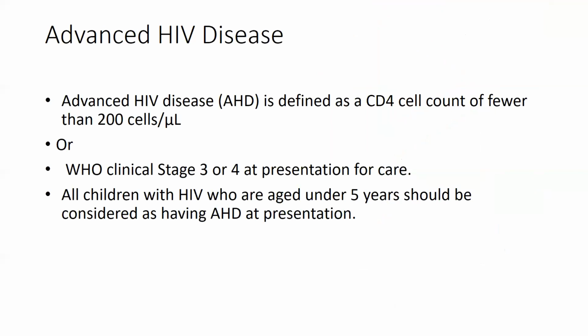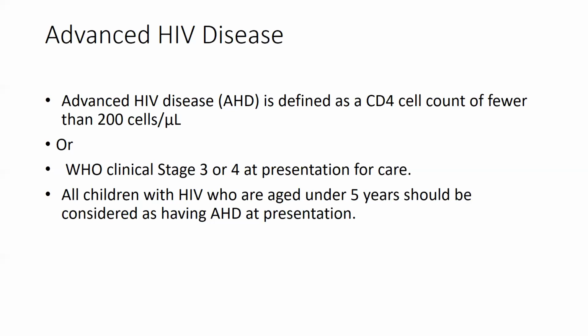If anyone presents with a WHO stage 3 or 4 condition, and among the stage 3 conditions, pulmonary TB is actually a stage 3 condition. We haven't made the diagnosis yet, but we know that the WHO stage 4s are the big guys, the opportunistic infections: cryptococcal meningitis, esophageal candidiasis, PJP. So any of those put your patient in clinical stage 4. And then all children who are HIV positive and 5 years and under have advanced HIV disease unless they are on stable antiretroviral therapy. So these are our at-risk patients.